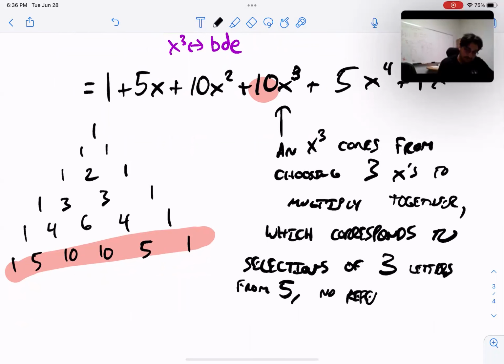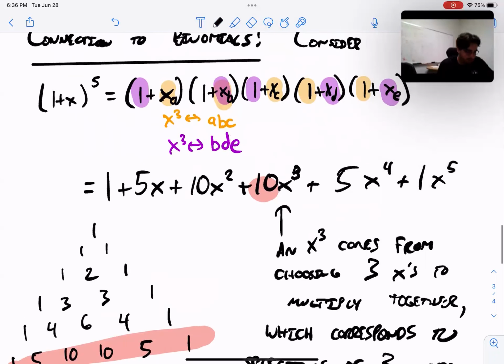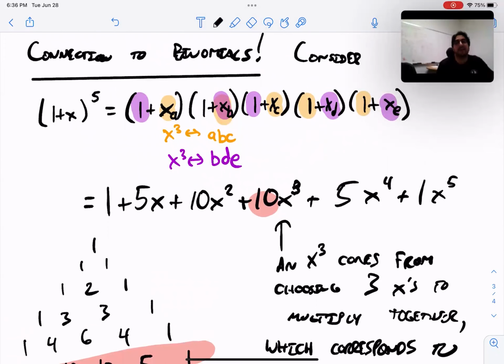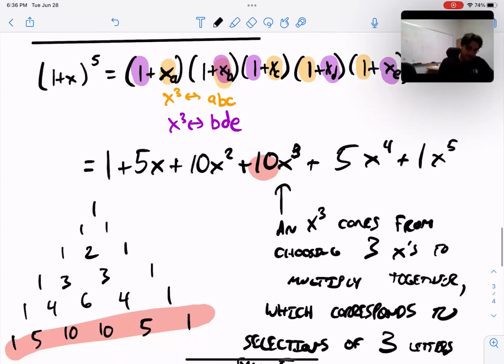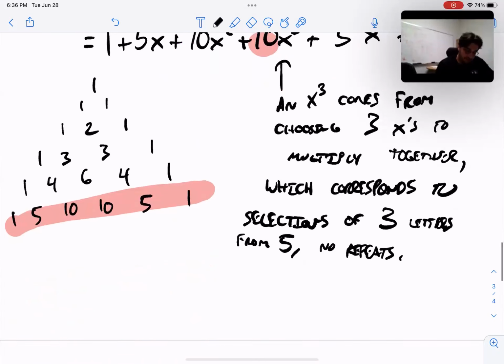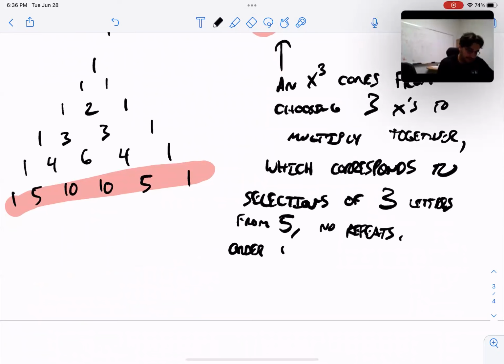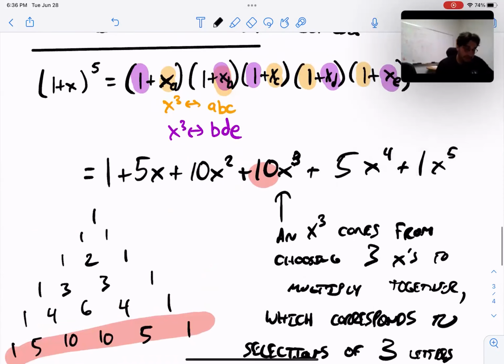Also, we're supposed to have no repeats. What happens up here? Yeah, you can't have BB, because I can't take x sub B and multiply it by itself. I'm multiplying xB by other x's. So no repeats is good. Also, I want order irrelevant, and this is good too. X sub A times x sub B is the same as x sub B times x sub A. It doesn't matter which order I multiply those in. It's the same quantity. It's just which x's have been selected, not which order I selected them in.